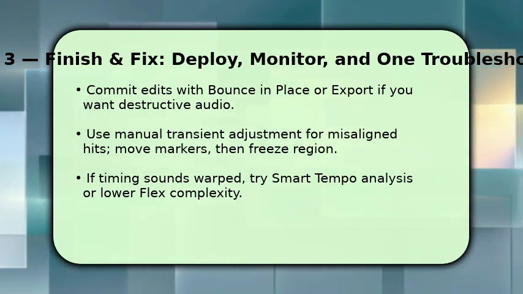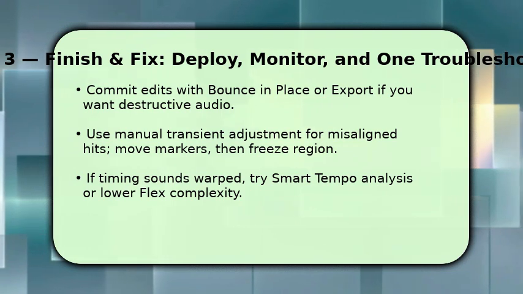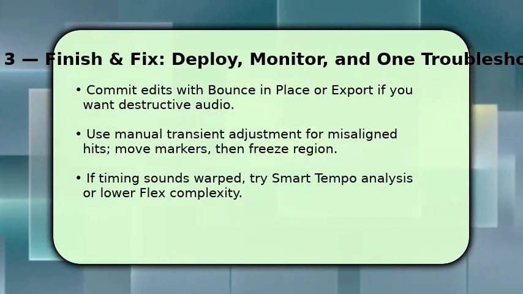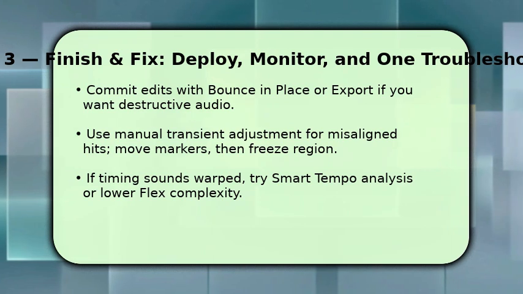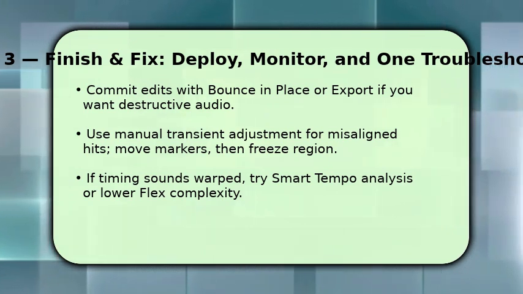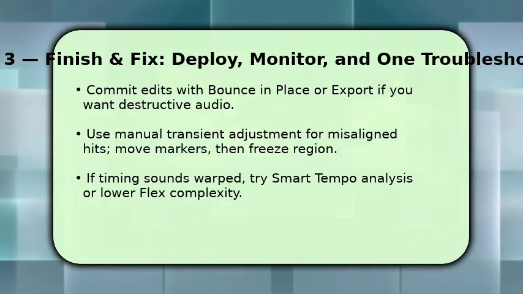If timing warps or pops appear, run Smart Tempo for tempo maps or switch to a simpler flex mode. Slicing often avoids artifacts. One tip, toggle flex off and on to refresh processing when things glitch.